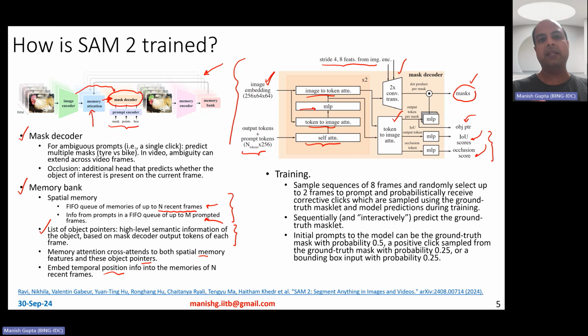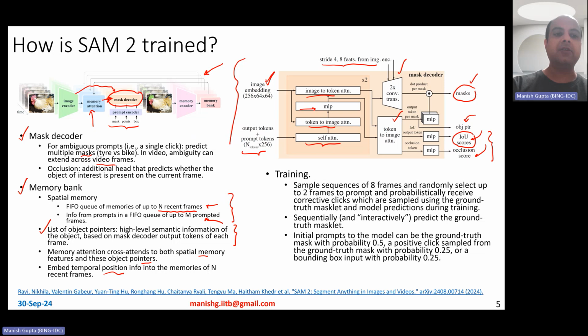When you're dealing with ambiguous prompts, for example, if the user clicked a positive click on a particular part of a tire of a bike, the user may mean that the tire is positive, or the user may mean that the entire bike is positive. Now, there is ambiguity there. The idea is to predict multiple masks in that case, and that's an ambiguity even in a single frame. But this ambiguity could also extend across multiple video frames. If there's no other signal to resolve this ambiguity, then whichever object has a higher IOU score across frames is the one that is selected.